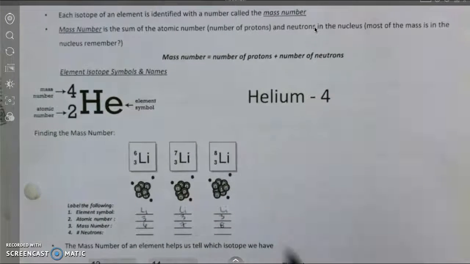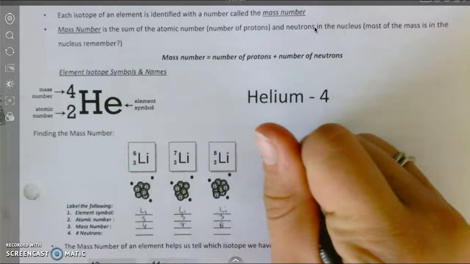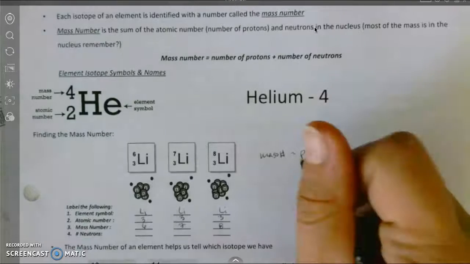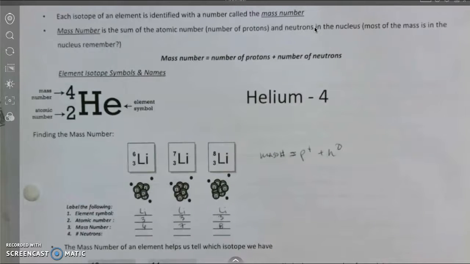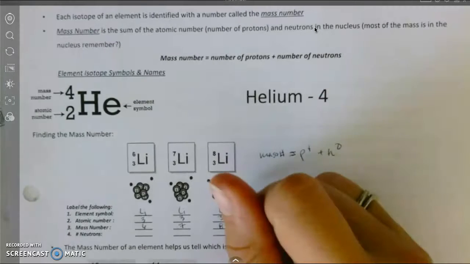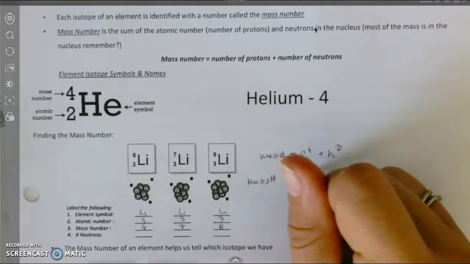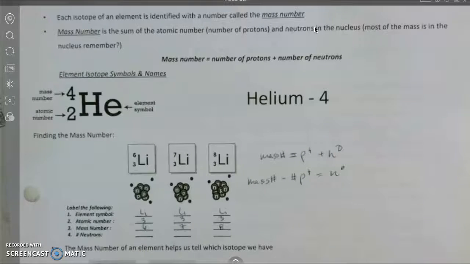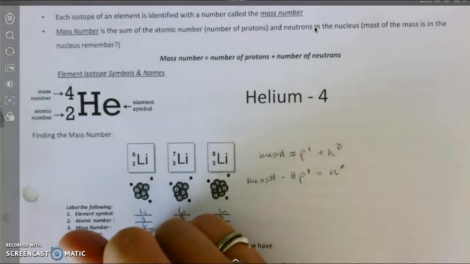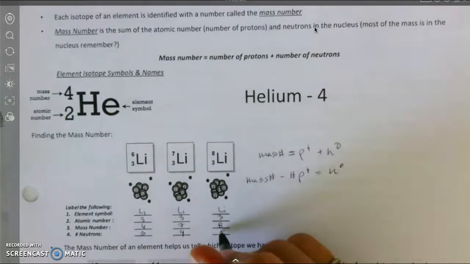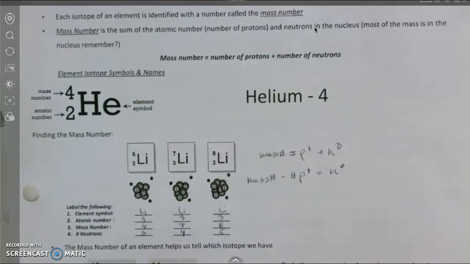Now, if we know that our mass number is the number of protons plus the number of neutrons, we can figure out how many neutrons we have by subtracting the number of protons. We can take mass number minus my number of protons, and that will tell me my neutrons. So I can take my mass number of 6 minus my atomic number of 3, and so I have 3 neutrons. And then I'd have 4 neutrons, and then I'd have 5 neutrons.